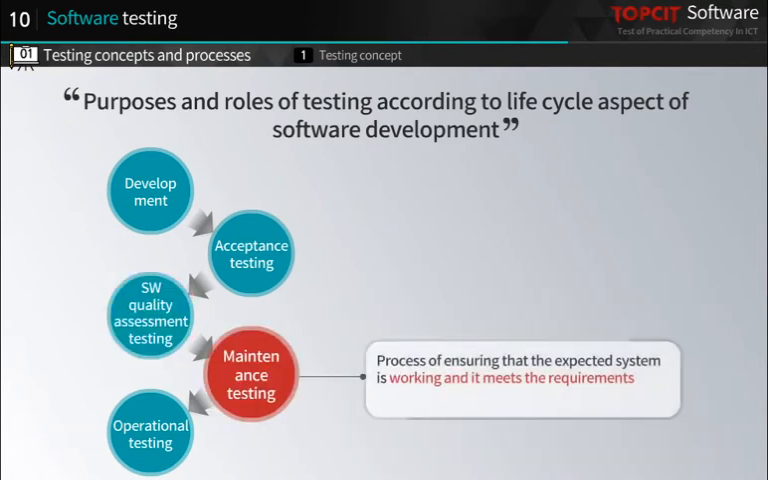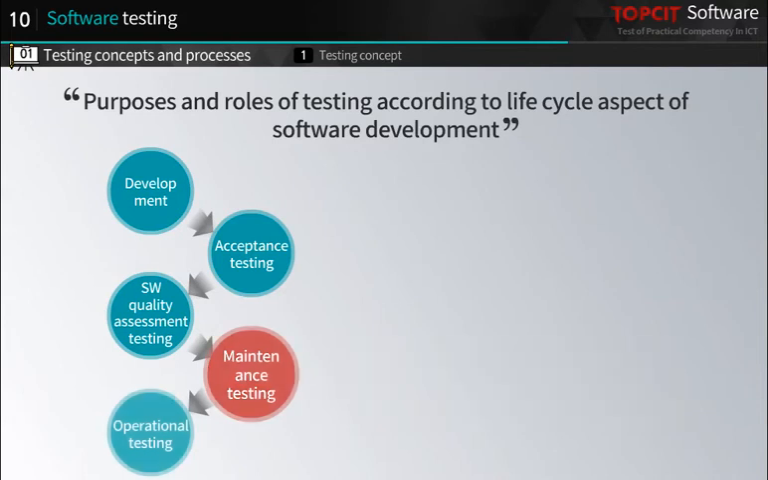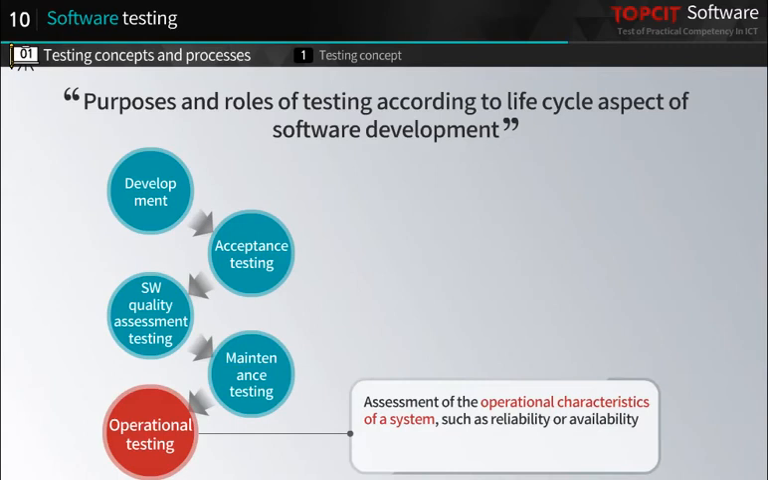Maintenance testing involves a regression testing process that checks for new defects injected when changes are made in the development process. The key players of maintenance testing can be developers, testers, or quality assurance. Operational testing is an assessment of the operational characteristics of a system, such as reliability or availability. The operator can be the key player.